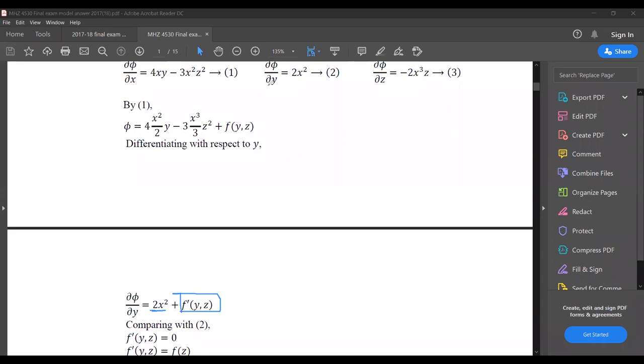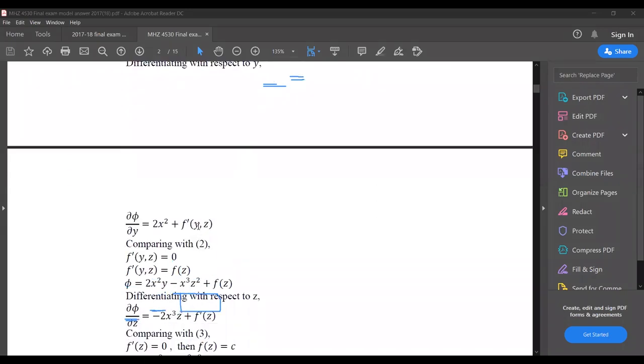We already know what ∂phi/∂y is from the theory. That is equal to 2x squared. These two, ∂phi/∂y and ∂phi/∂y, should both be equal because it is the same scalar potential and the same vector field. So both should be the same. By equating these two, we can find what f dash y comma z is. f dash y comma z is zero for us.